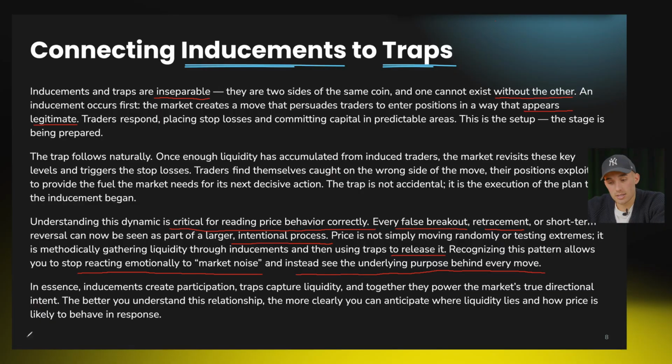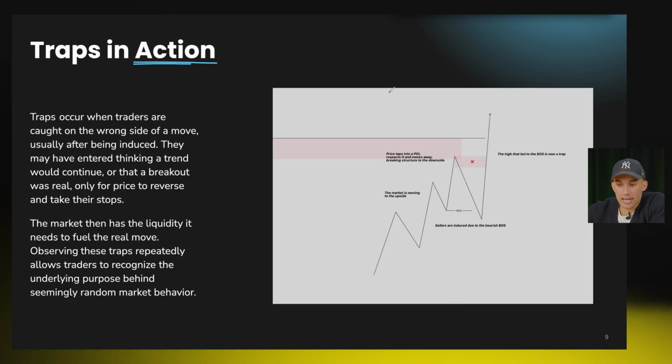So let's say a sell move occurred. You're not trading that sell move. You're focusing on that buy move back up. Okay, you understand why the sell happened, but you're just participating in that buy back to the upside. Okay, in essence, inducements create participation, traps capture liquidity, and together they power the market's true directional intent. The better you understand this relationship, the more clearly you can anticipate where liquidity lies and how price is likely to behave in response. So now we're going to see some traps in action, okay?